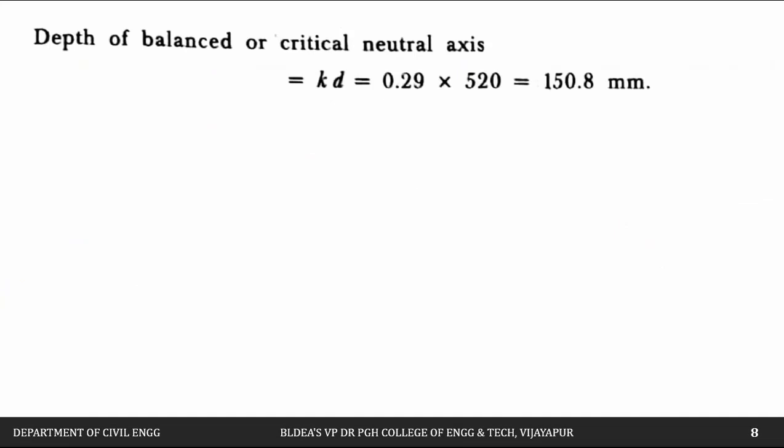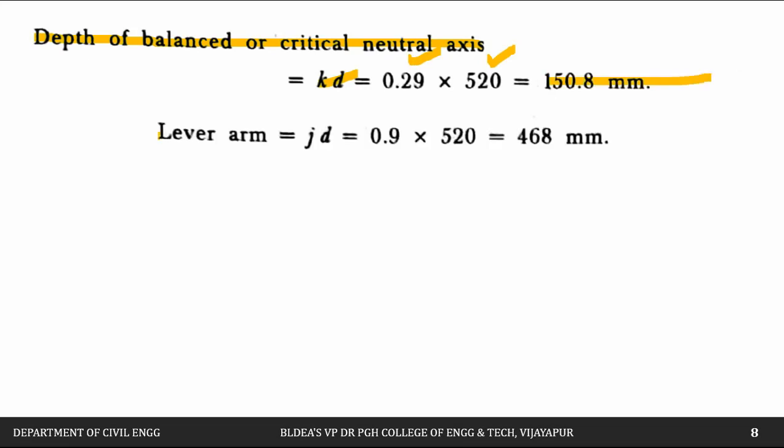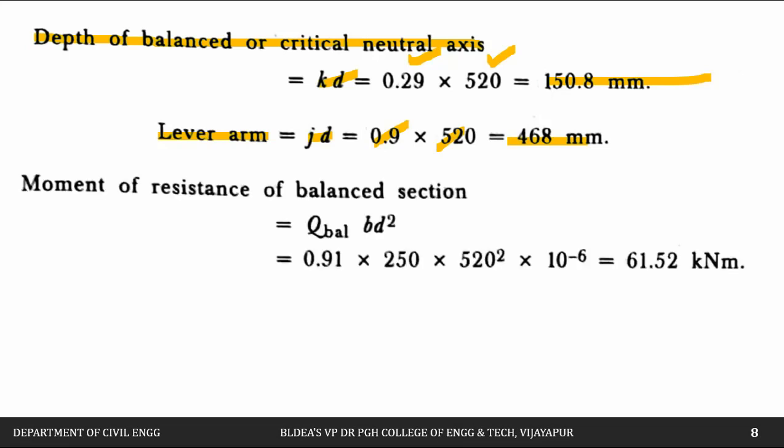So if you want to calculate the depth of the balanced or critical neutral axis, X, that is equal to K into D. K is 0.29, D is 520, so therefore it will be 150.8 mm. Then next is lever arm, that is equal to J into D. J is 0.9, D is 520, you will get the answer as 468 mm.